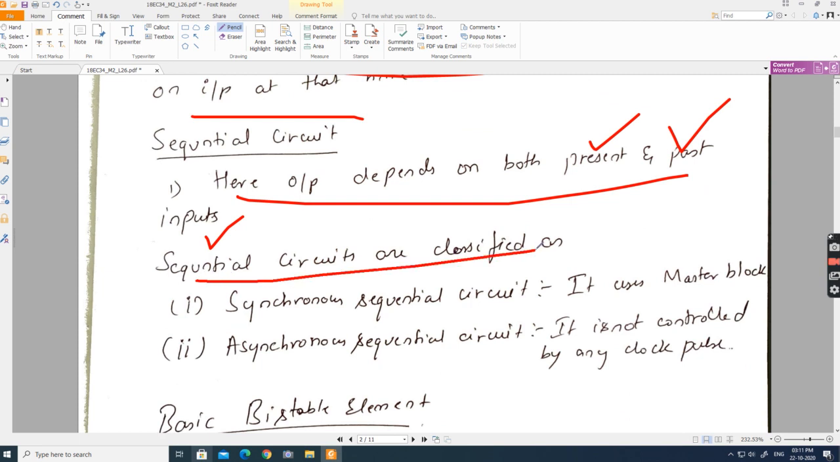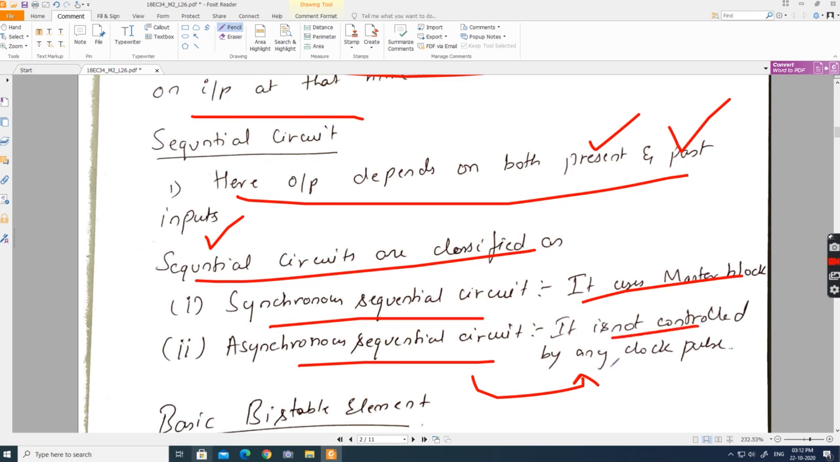Sequential circuits are basically classified as synchronous sequential circuits and asynchronous sequential circuits. In a synchronous sequential circuit, I will be using a master clock. You'll come to know what that is in the further discussions. An asynchronous sequential circuit is not controlled by any clock pulse, whereas a synchronous one is controlled by a master clock.